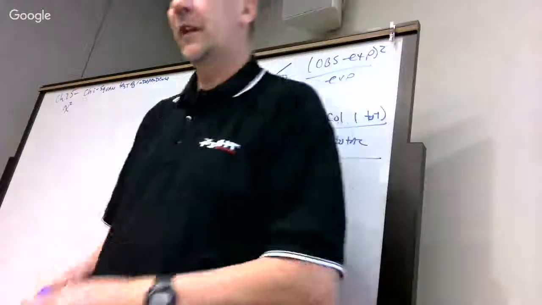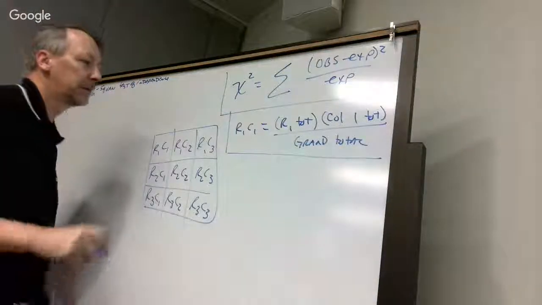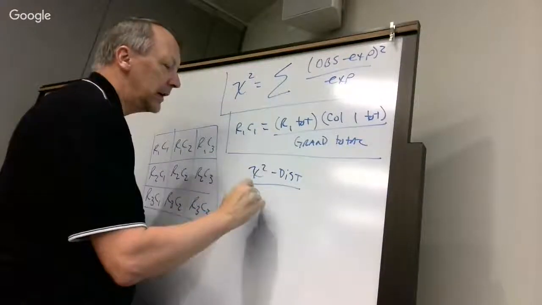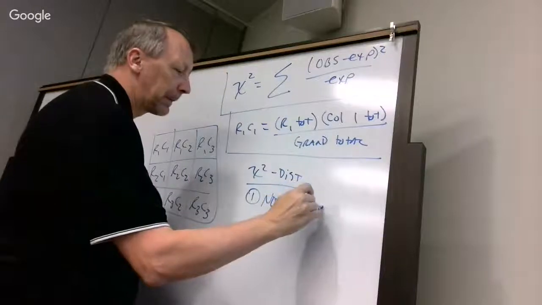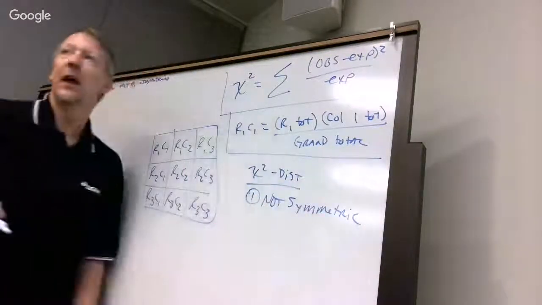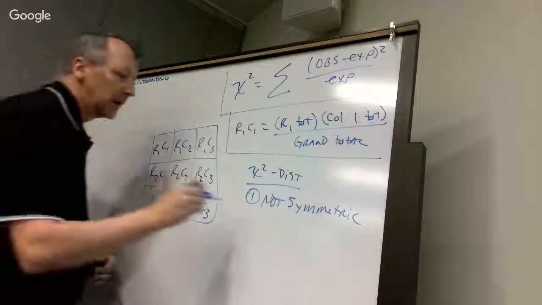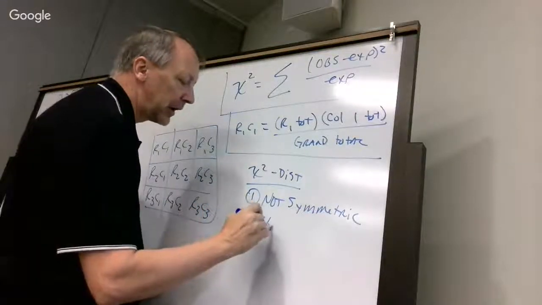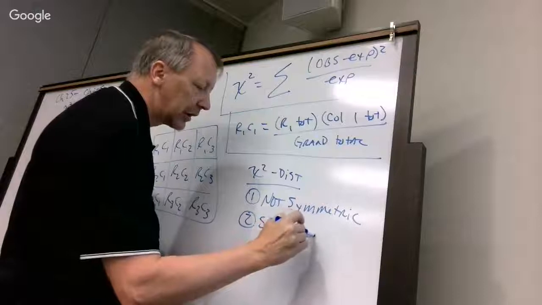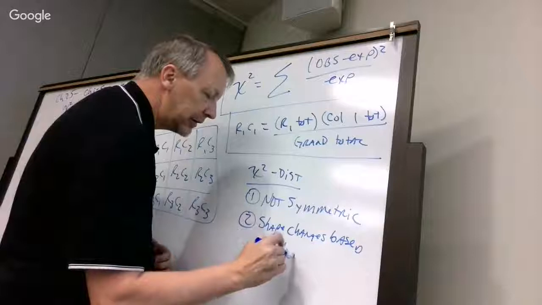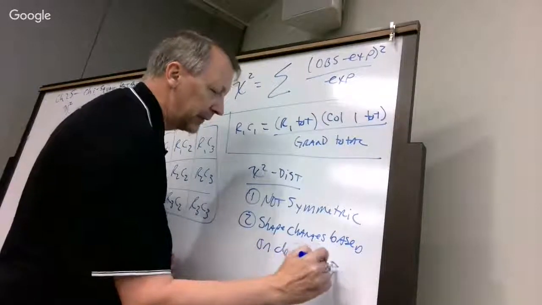All right, so let's talk a little bit about the chi-square test, the chi-square distribution. Number one, it is not symmetric. Unlike the normal distribution, this one is not symmetric. Number two, the shape changes based on degrees of freedom.